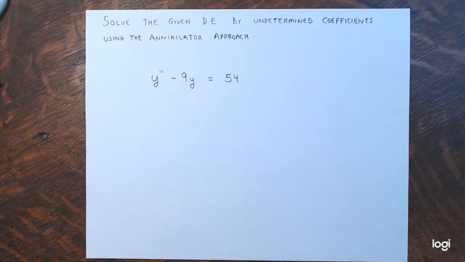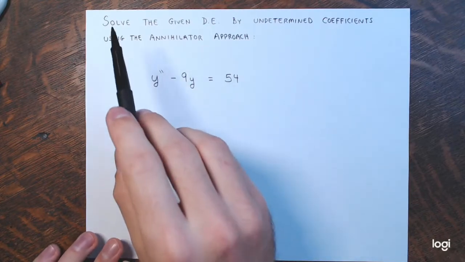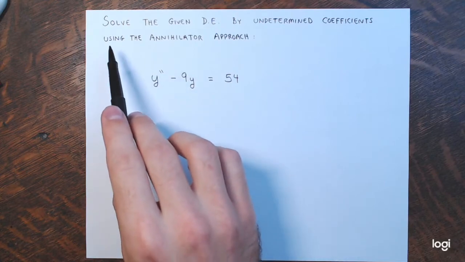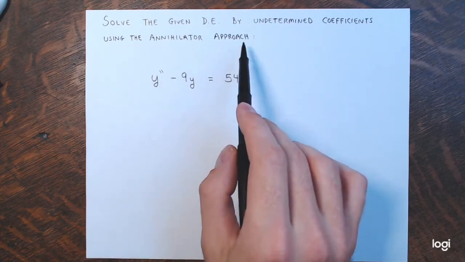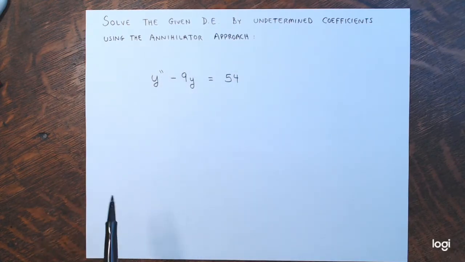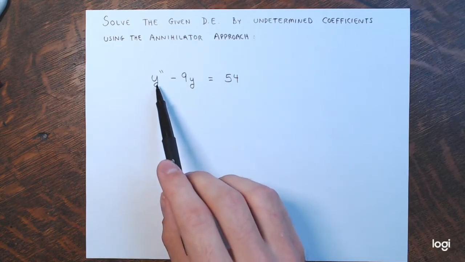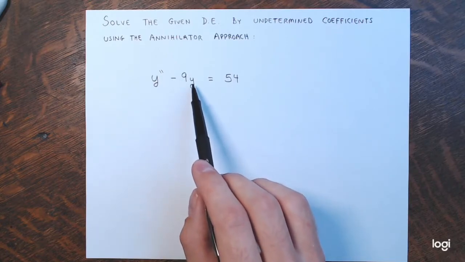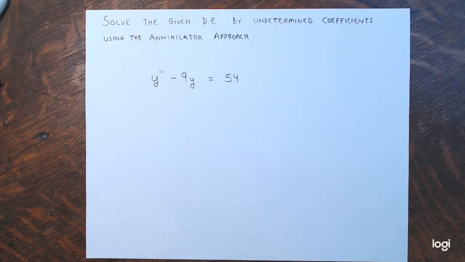All right. So same instructions for every single example. Solve the given differential equation by undetermined coefficients using the annihilator approach. So my first example is y double prime, the second derivative, minus 9y equals 54.